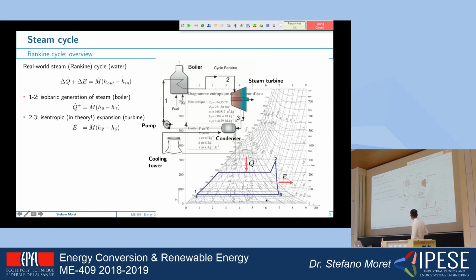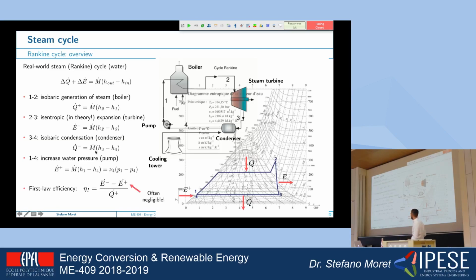Then we condense the steam in order to go back to liquid. That's where the condenser comes in. In this way we release heat to the environment. At this point we have liquid again, and so we can pump it with a pump to increase the pressure and close the cycle.